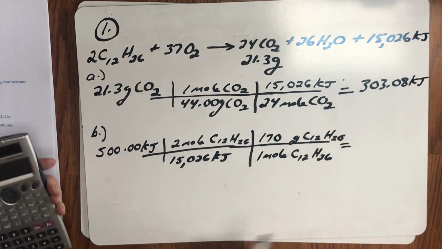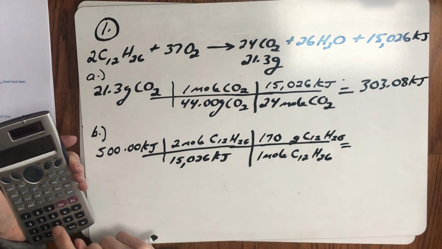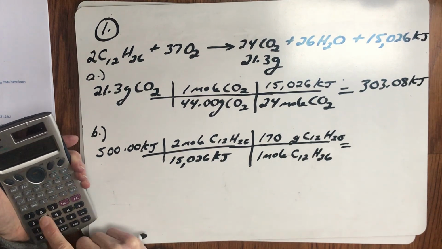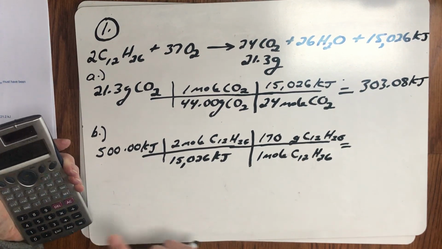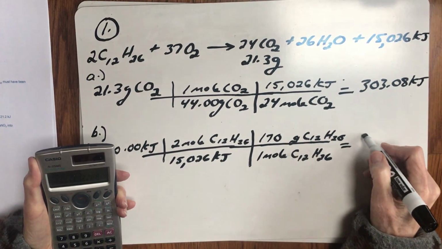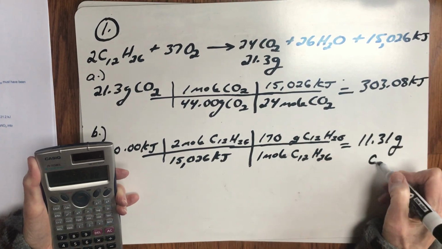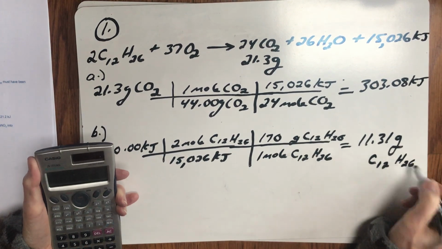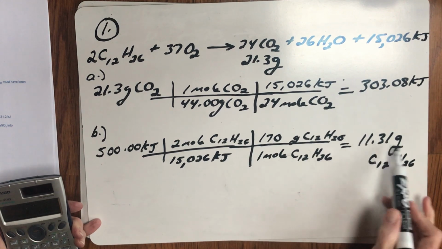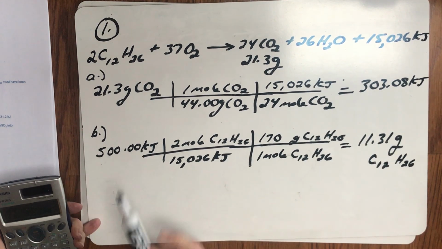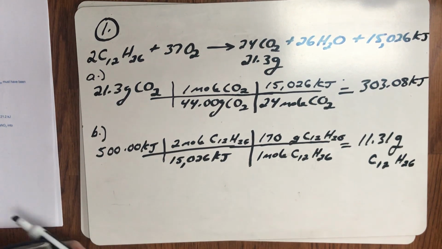Now I'm all set up to do the calculation, and I'll do 500 times 2 divided by 15,026 times 170, and I'll get 11.31 grams of the C12H26. What that says is that in order for me to get 11.31 grams, I would need 500 kilojoules of energy. So I hope that's helpful for number 1.